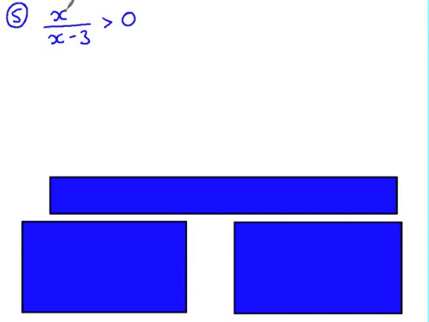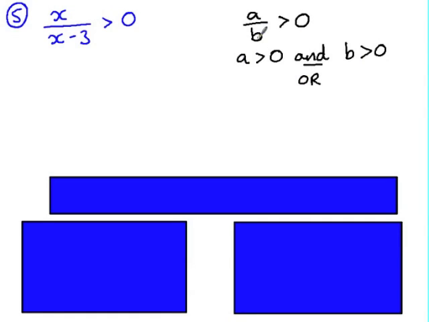Example number 5 consists of a quotient which is greater than 0. We can apply a similar principle to the previous example. If we have the quotient of two expressions being positive, then there are two possibilities. Either both the numerator and the denominator are positive, or both the numerator and the denominator are negative. So we'll test out these two possibilities.